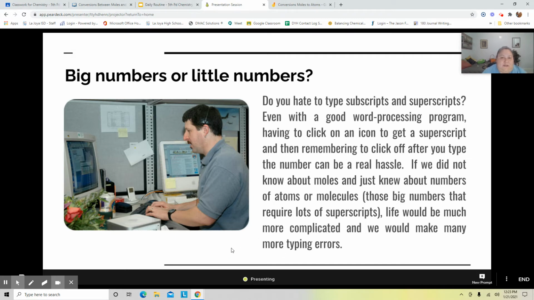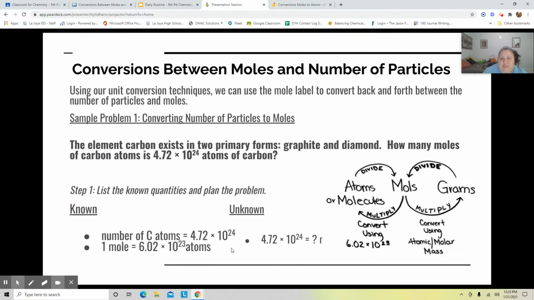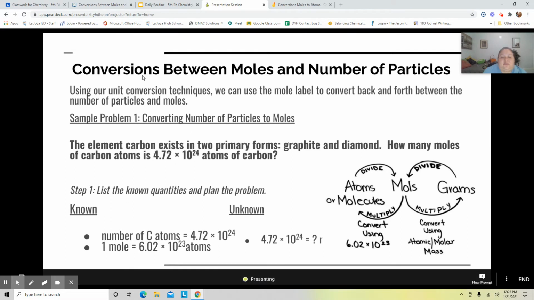But either way, they are part of chemistry, so we have to deal with them and know how to handle them when we're doing today's type of conversions. Today's conversions have to do with converting between moles and, in this case, the number of particles. If you look at this diagram, which is now complete, yesterday we only did one part of the diagram. Today, we're doing the other half. Don't get confused when it's talking in terms of particles, atoms, or molecules. In terms of conversions, it's the same thing.